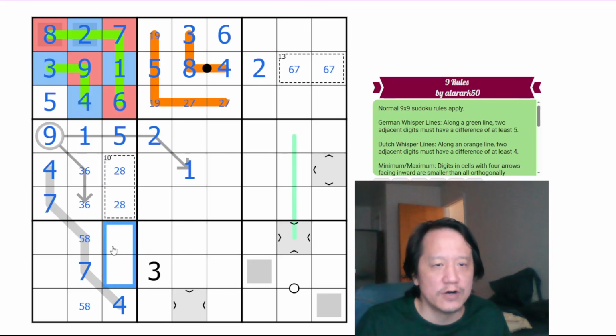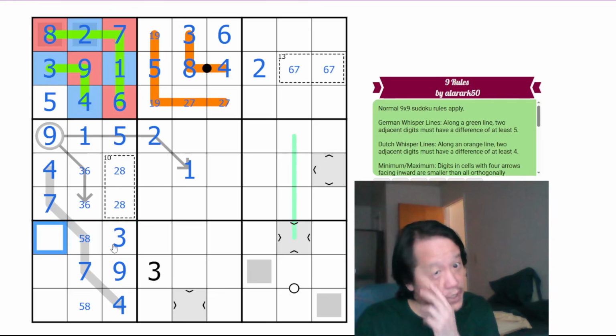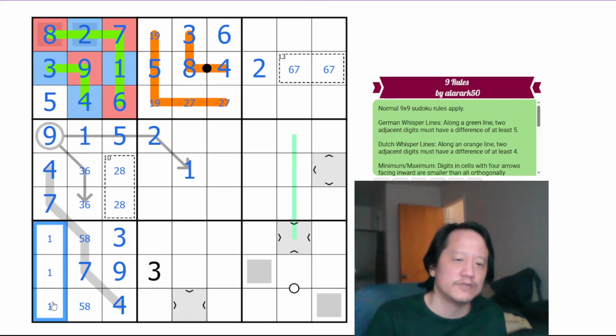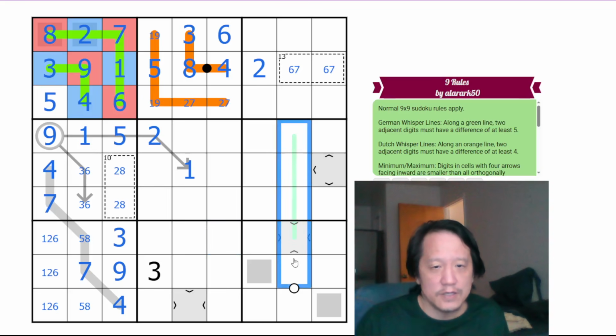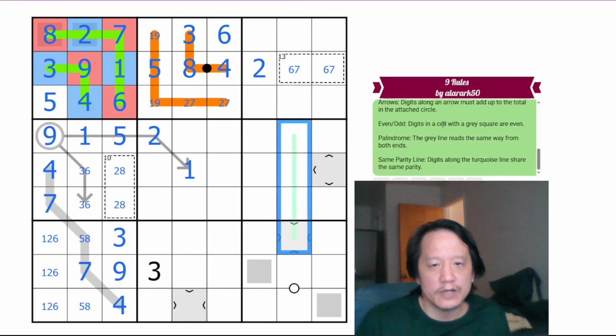Remaining digits of column 3, we have 3 and 9, but this can't be 3 because of 3 in the row. So this is 9, that's 3. Remaining digits of column 1, we have 1, 2, and 6. Any of these could be 1, 2, or 6. These are all the same parity, but this digit must be greater than that one.